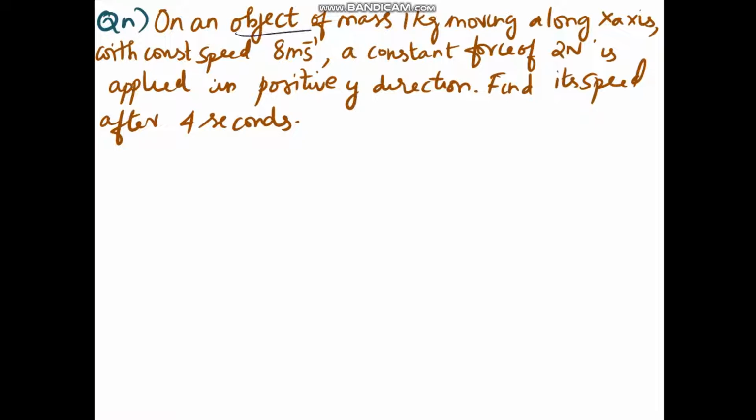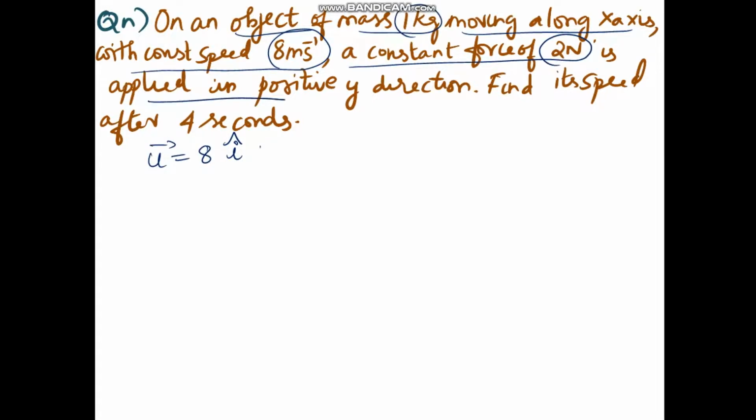On an object of mass 1 kg moving along the x-axis with a constant speed of 8 m/s. So see that the initial velocity is 8 m/s along the x-axis. So I am putting 8 i cap. Next, a constant force of 2 Newton is applied in the positive y direction. The force is 2 Newton along the positive y-axis, so I am indicating it by 2 j cap. Find the speed after 4 seconds.